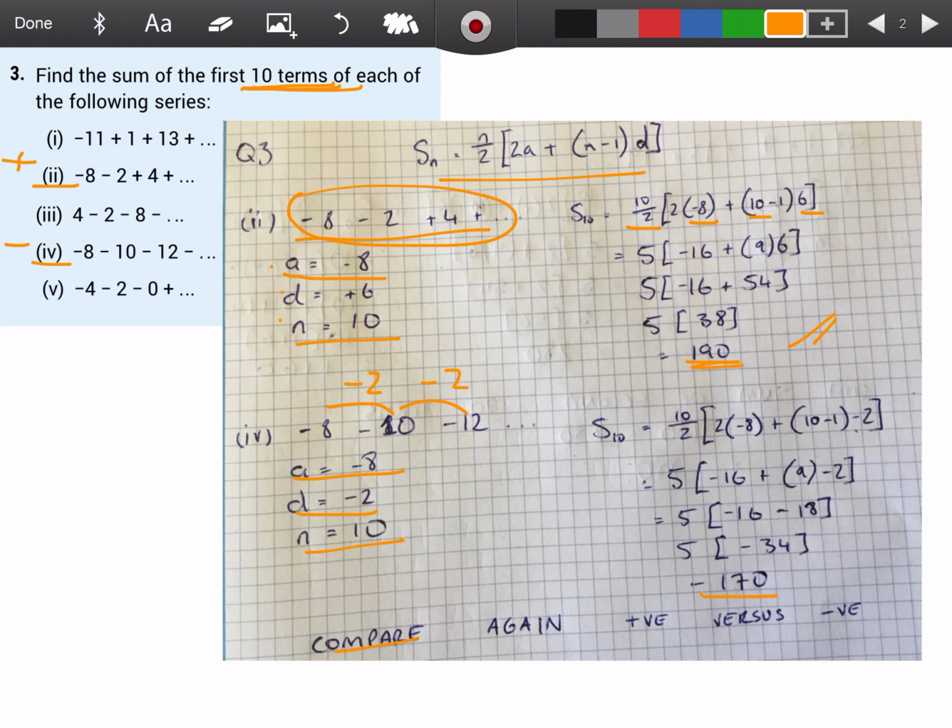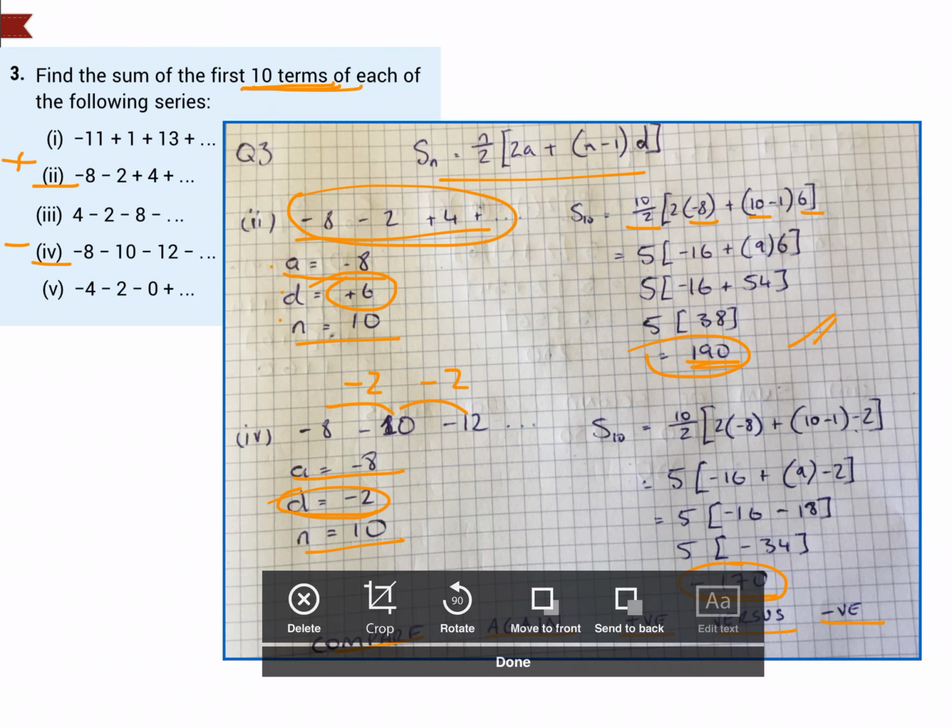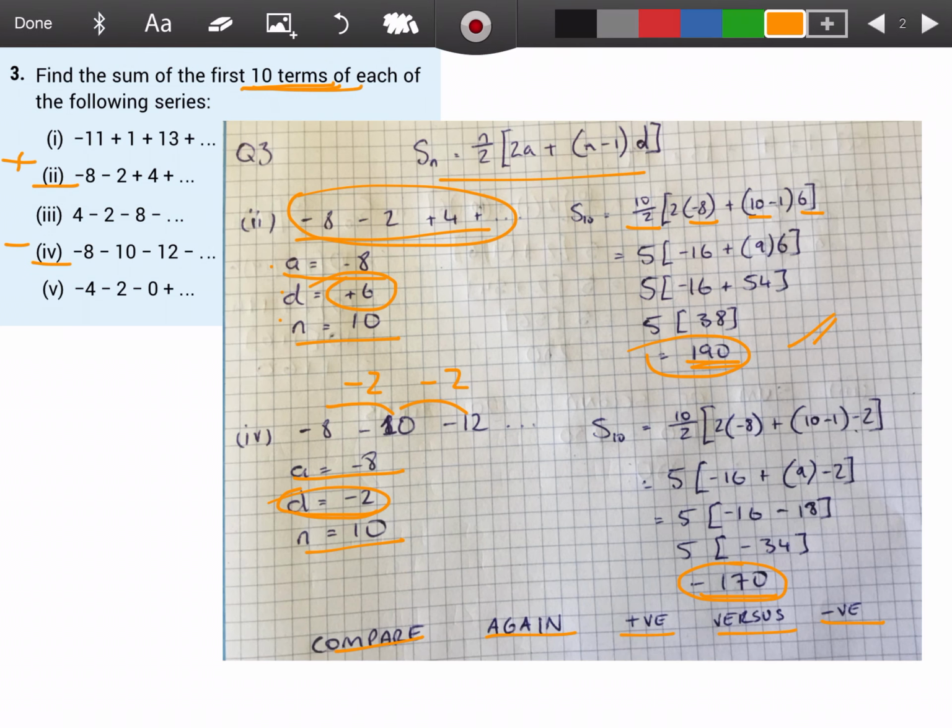As I've said, I want you to compare again positive versus negative. We can see I've got a positive d value in part 2 and I end up with a positive number. I've got a negative d value in part 4 and I end up with a negative number, because in the sequence in part 4 I'm getting more and more negative. It's becoming more negative each time, so the negative value at the end is getting much, much bigger.